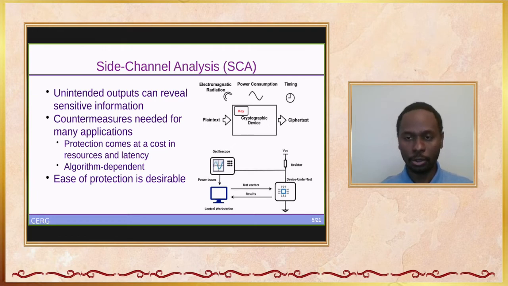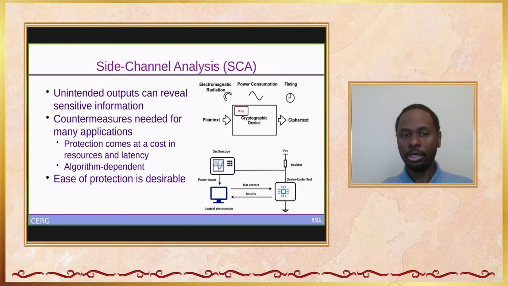So basically in any cryptographic system, you have your main channel. For example, you feed your device plaintext and you get out ciphertext. This is the main channel, but you also have side channels like timing, power consumption, and electromagnetic radiation. By measuring these side channels, the adversary can learn information about the sensitive information, such as the key, and break the whole encryption system.